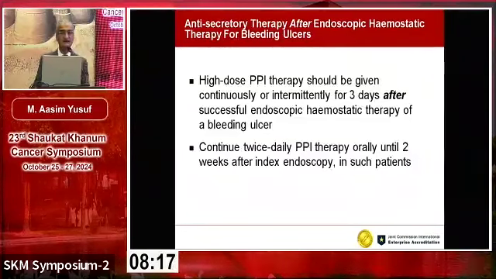Now, what about PPIs after endoscopic hemostatic therapy for bleeding ulcers? We talked about pre-procedure. In anyone who's had endoscopic hemostatic therapy for a bleeding ulcer, you do need to continue high-dose PPIs intravenously for 72 hours. And thereafter, they need to continue oral PPIs for another 2 weeks.